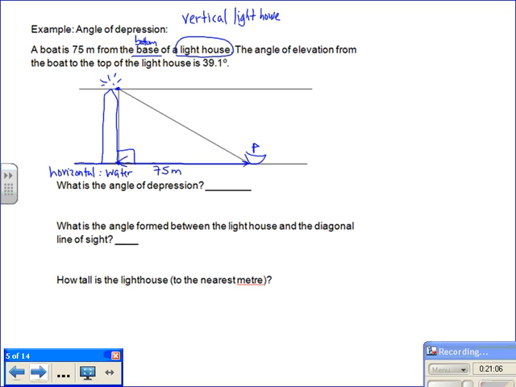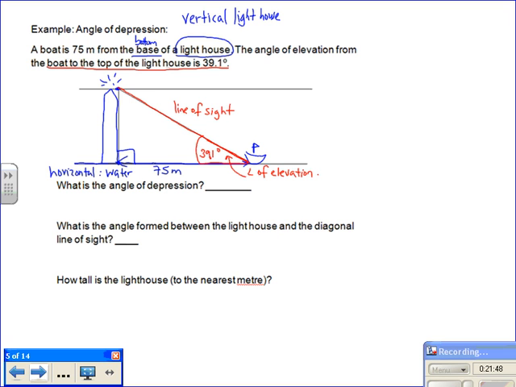Okay, then it says that if the boat is looking up to the top of the lighthouse, so from the boat to the top of the lighthouse, the angle of elevation is 39.1. Well, there would be the line of sight between the boat and the lighthouse. And the angle of elevation is between the line of sight and the lower horizontal line. So there's my 39.1 degrees. This is my angle of elevation. Okay.